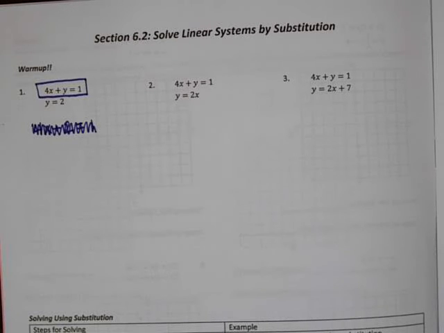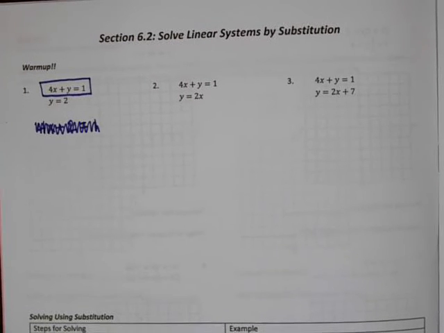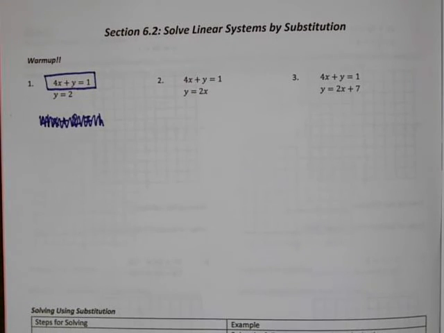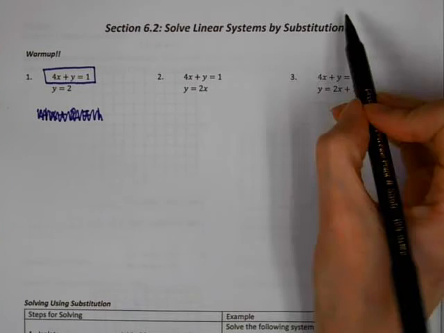Hey guys, welcome to section 6.2. This is solving linear systems by substitution. So the other day we did solving systems by graphing, but sometimes equations are not easy to graph. So we need a new method. So here's our second method.